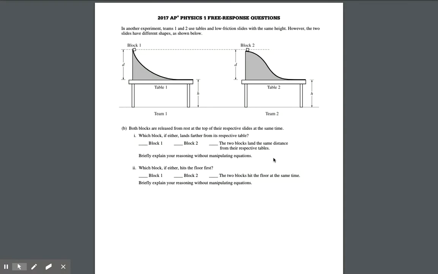Second portion: which block, if either, hits the floor first? So part B, sub I, there's some thought that should go into that. For the second part, though, you should immediately be thinking of the answer. Block 1, block 2, they hit at the same time. Briefly explain the reasoning without manipulating equations. So you must use concepts to explain which one of those is correct. In paragraph form, so 3 sentences, right?